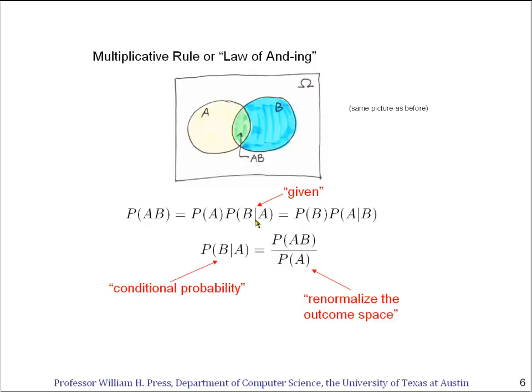And simply rewriting it, dividing this equation by P of A, you'll see that what we're really writing down is that the conditional probability of B given A is, in the numerator, the probability of A and B, that is to say the green region, and in the denominator, the probability of A, that is to say the yellow region in this picture. So one way to think about this is that whenever we have a conditional on this side of a vertical bar, that means that we have to renormalize the outcome space because our new outcome space is not all of omega but only A, and so we have a P of A in the denominator. If that's not immediately obvious, you might pause the recording and think about it at this point.